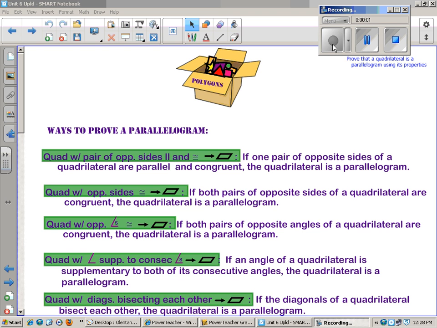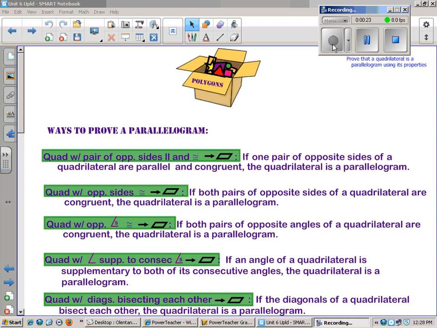Parallelograms, what were they? Opposite sides are congruent. Diagonals bisect each other. Consecutive angles supplementary. Opposite angles are congruent.